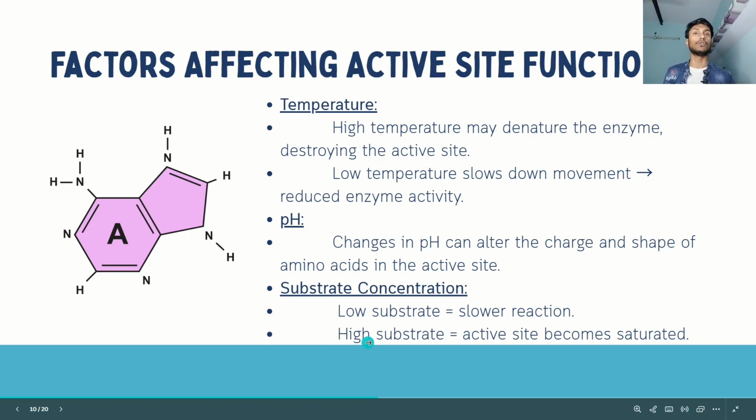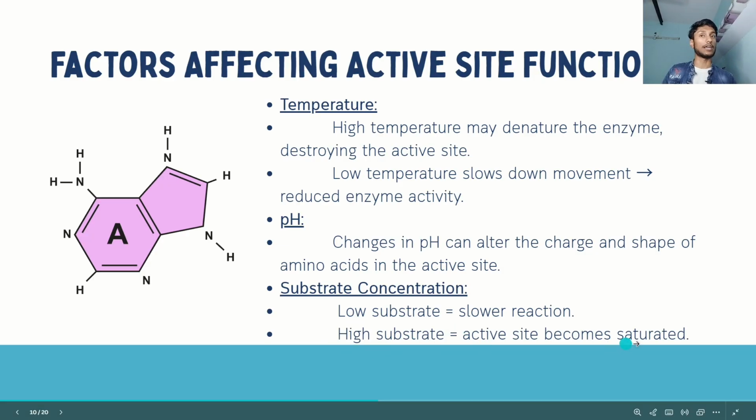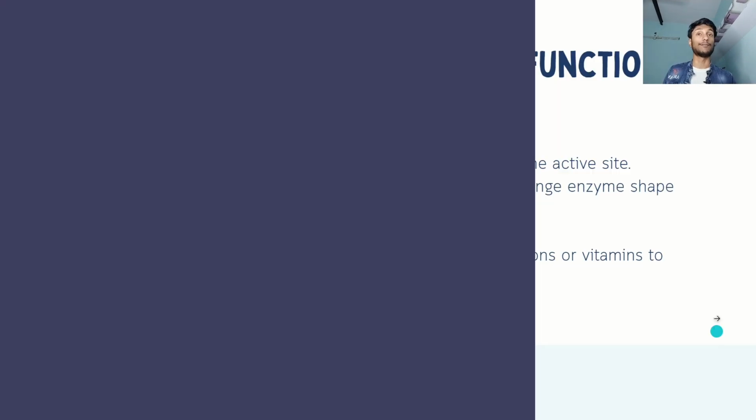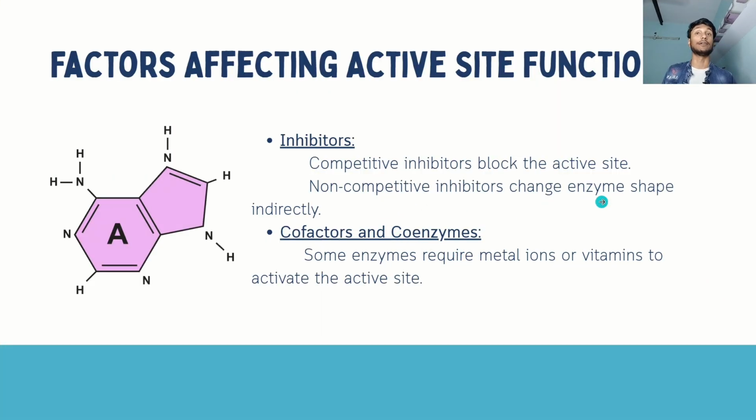Substrate concentration: low substrate concentration, low reaction. High substrate concentration, active sites become saturated. So it is very important to maintain the substrate concentration in the body. Then inhibitors: a competitive inhibitor blocks the active sites. A non-competitive inhibitor changes the enzyme shape indirectly. Cofactors and coenzymes: some enzymes require a metal ion or vitamin to activate the active sites.